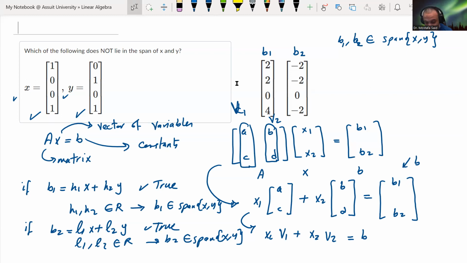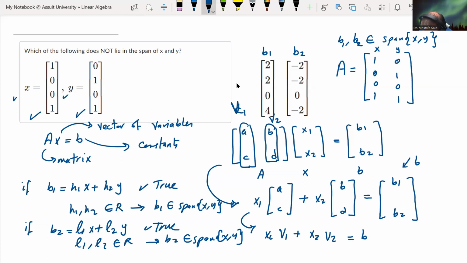We're gonna imagine there is a matrix called A. This A has 2 columns. The first column is the vector X, 1, 0, 0, 1. The second column is the vector Y, which is 0, 1, 0, 1.